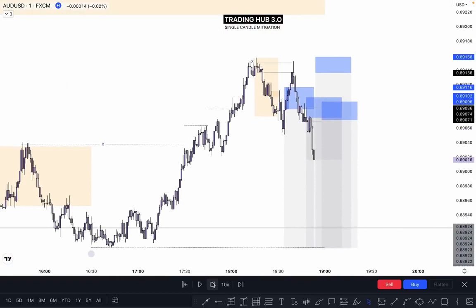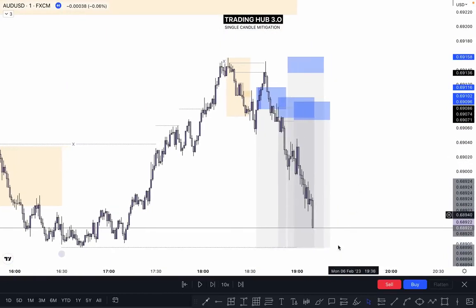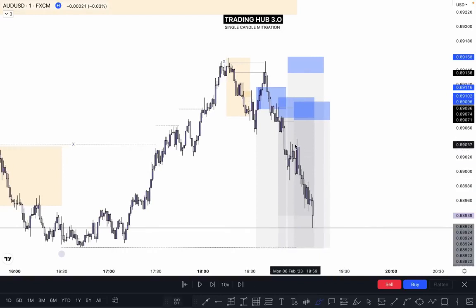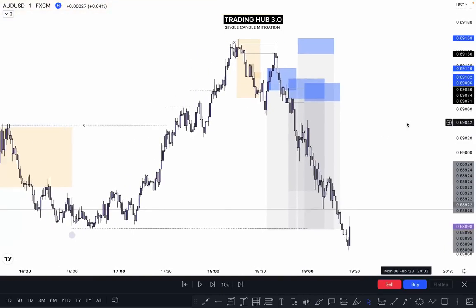Let's see. Okay, the market mitigates this one and continues pushing downside, and again the market takes out the liquidity, which is here. As you can see here, the previous high is taken out and it pushes downside, right? Again single candle mitigation, you can take an entry here. Okay, so let's see again what happened here. All right, okay, so finally the market hit our target point here.